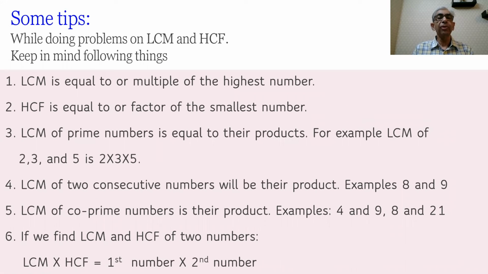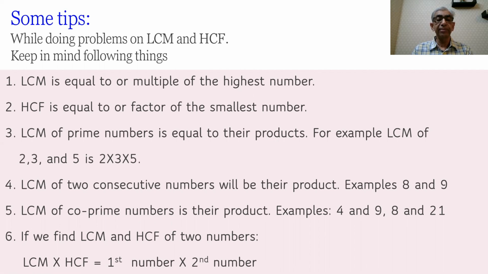Some tips while doing problems in LCM and HCF. Keep in mind the following things. LCM is equal to or a multiple of the highest number. HCF is equal to or a factor of the smallest number. LCM of prime numbers is equal to their product. For example, LCM of 2, 3 and 5 will be 2 multiplied by 3 multiplied by 5. LCM of two consecutive numbers will be their product. Example 8 and 9. So LCM will be 8 into 9, 72.